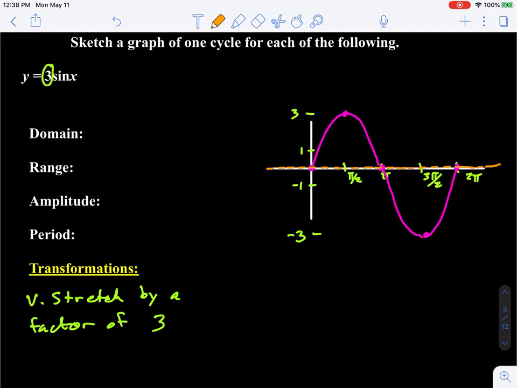And so now let's think about your domain. Your domain goes from -infinity to infinity. Range here falls between -3 and +3, and those are on the graph. The amplitude will be your distance from the central axis to your maximum, which is an amplitude of 3. And then the period is your length of one cycle. This is the graph of one cycle, and the length of this is 2 pi.